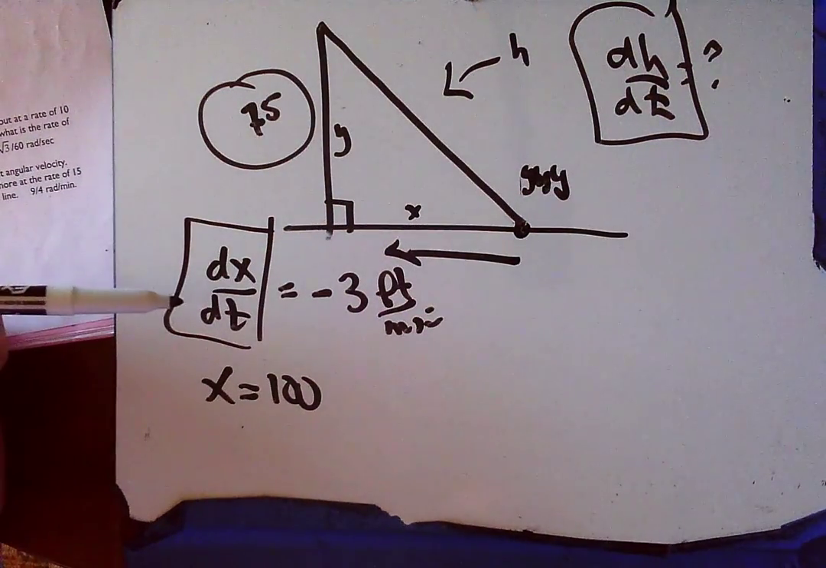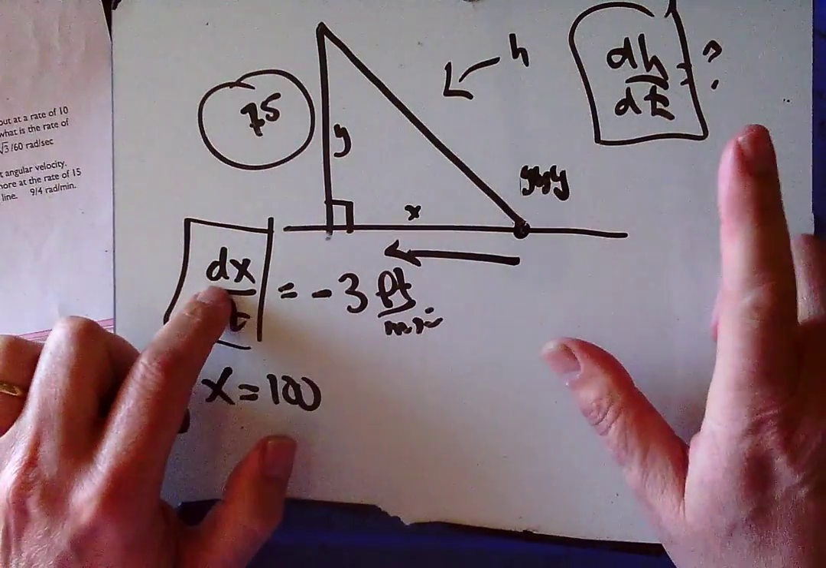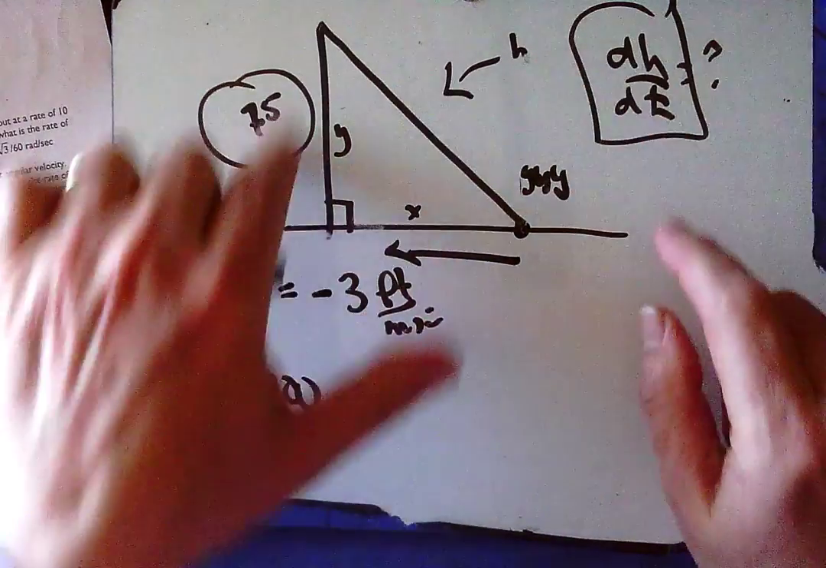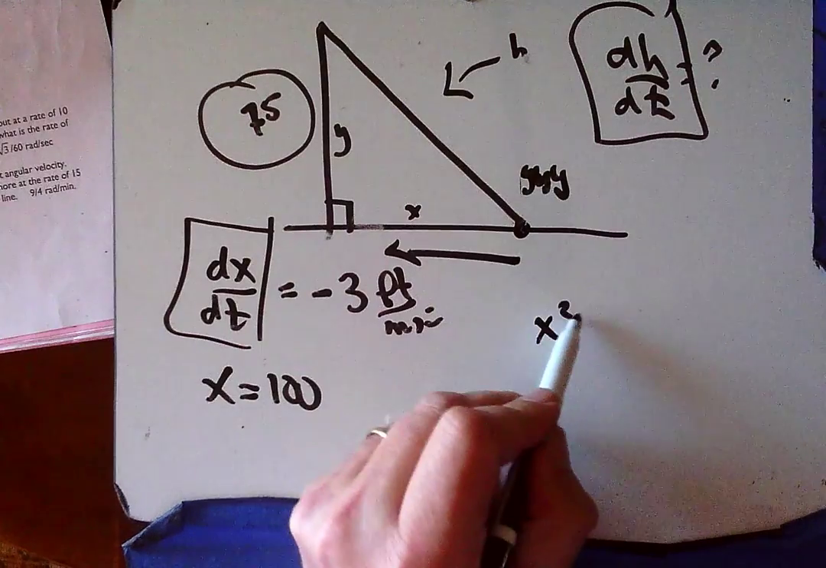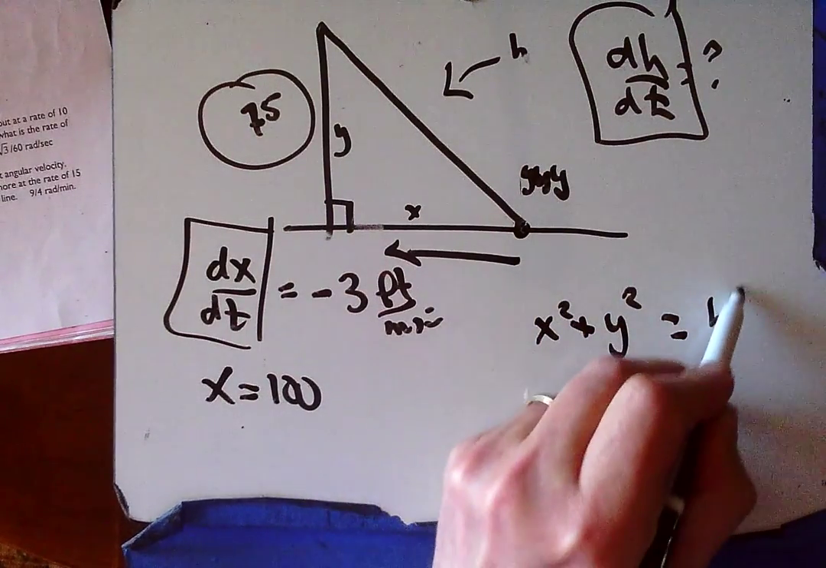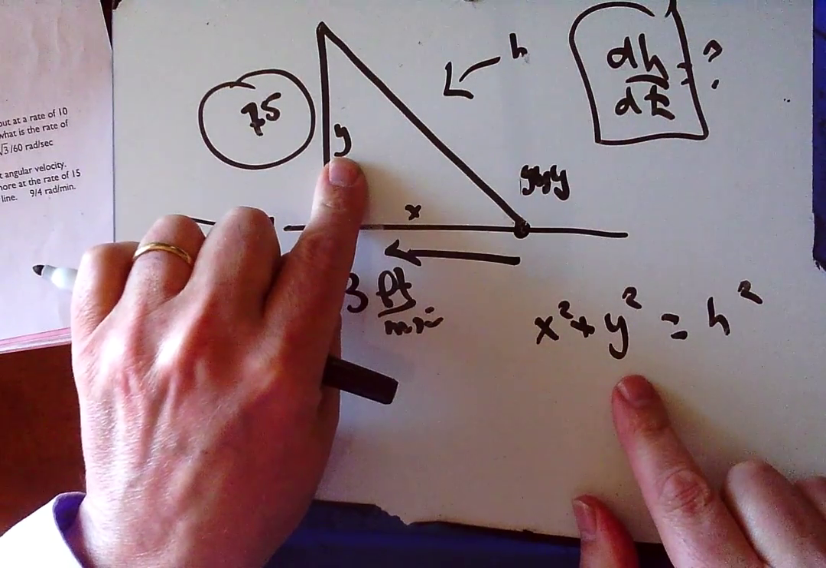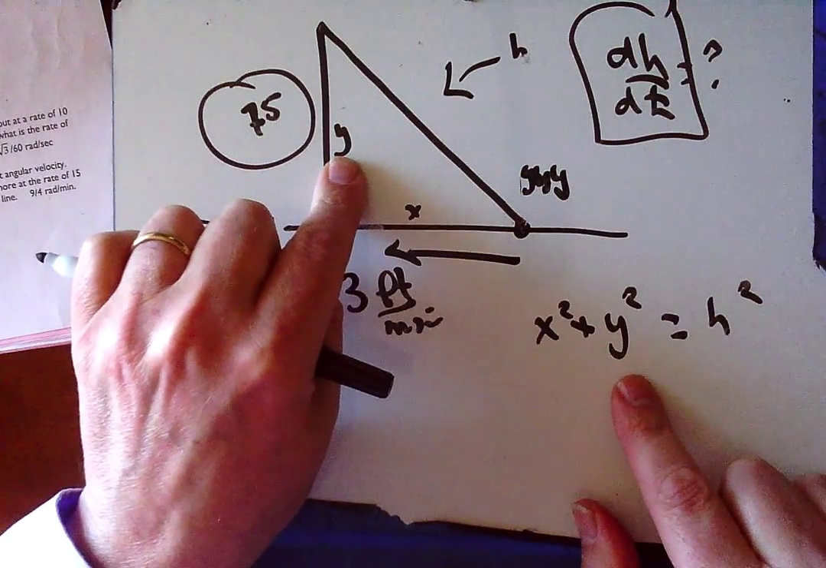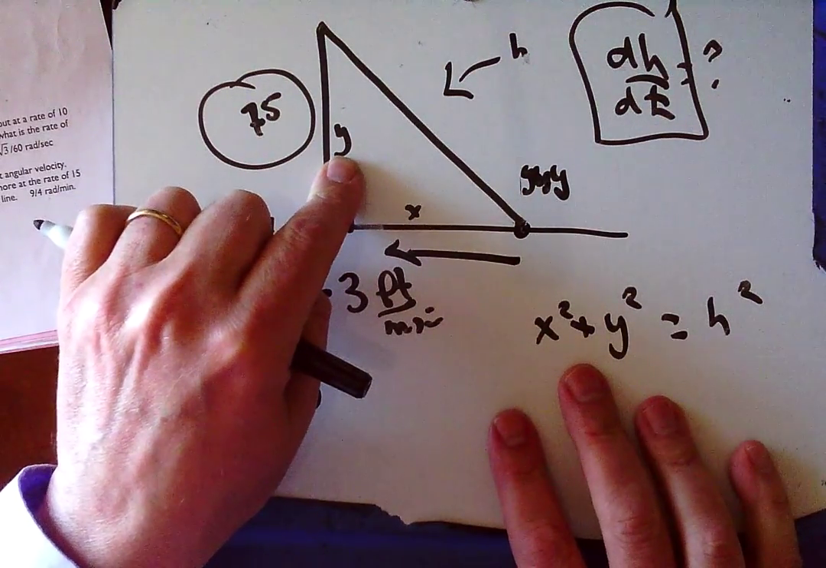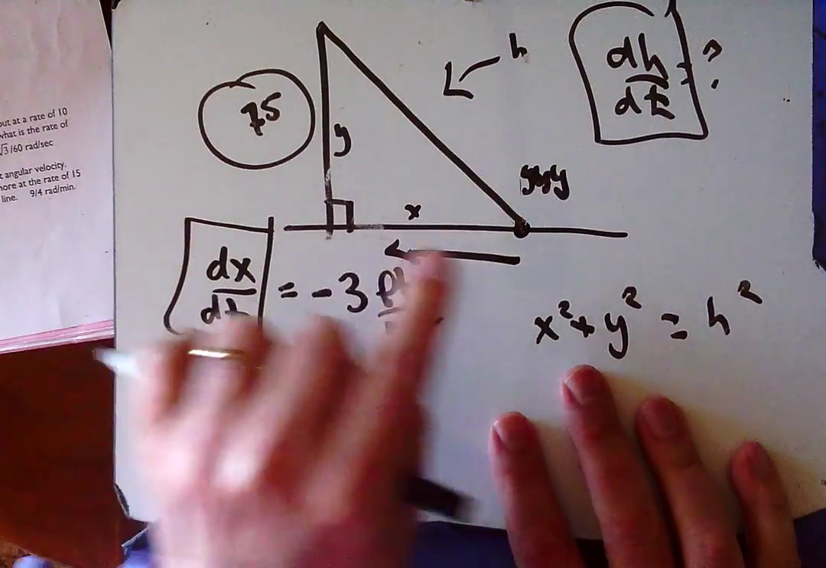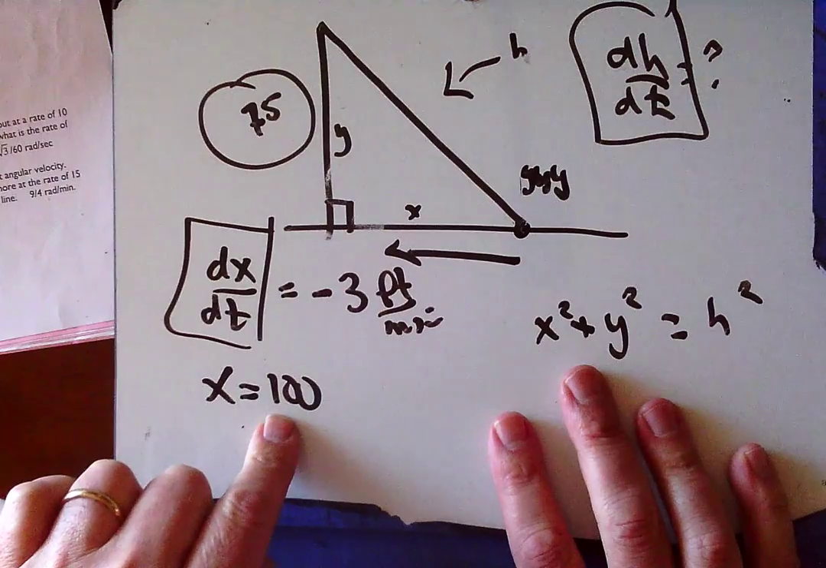I'm trying to understand, do I have some sort of an equation that can relate x and h in this situation? That's right, this is the Pythagorean theorem. We've got x squared plus y squared equals h squared. Now, y is not a changing quantity. And remember, things that aren't changing quantities, I plug in before I take the derivative, and things that are changing quantities, like this length being 100, that's a changing quantity.